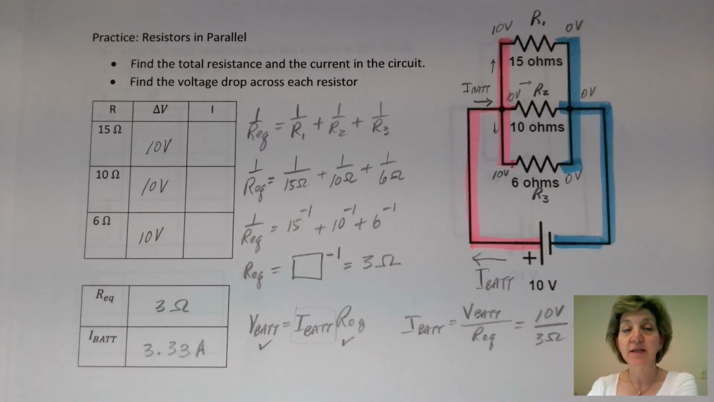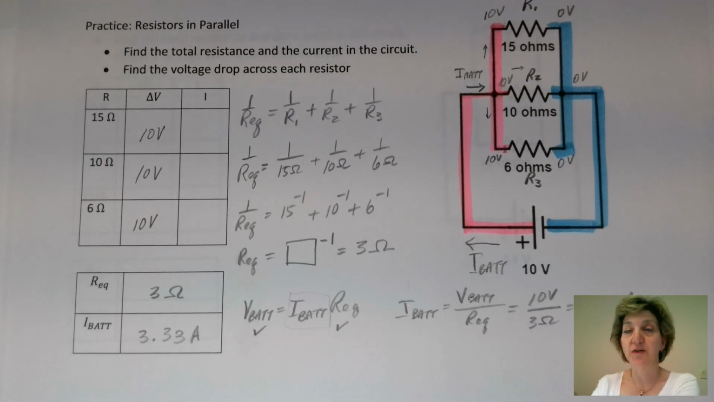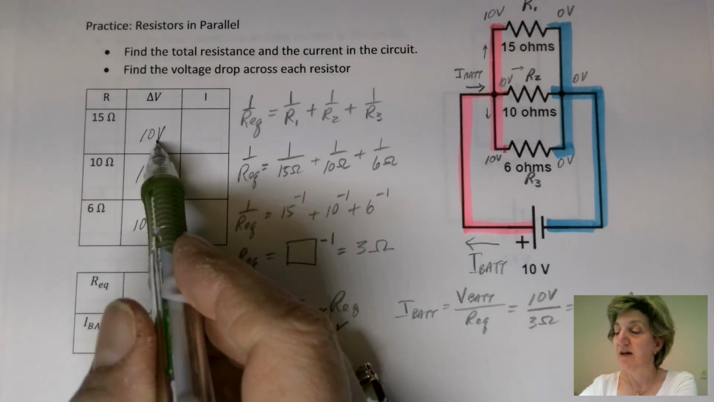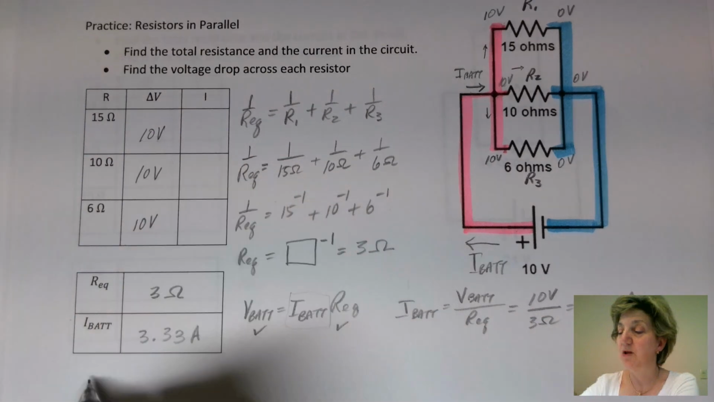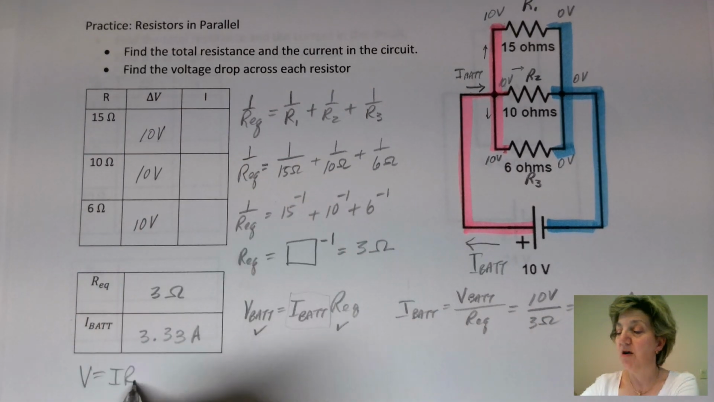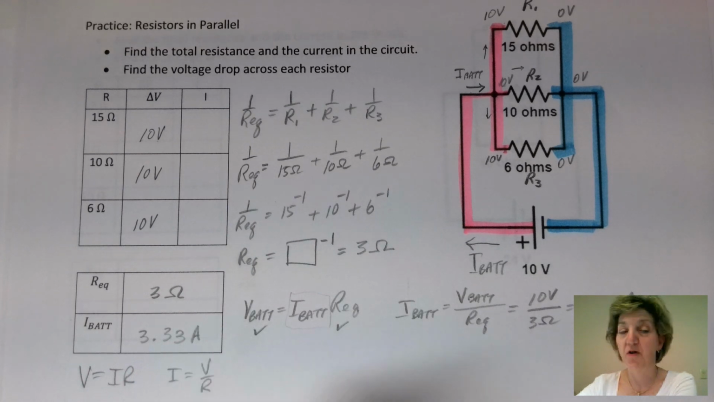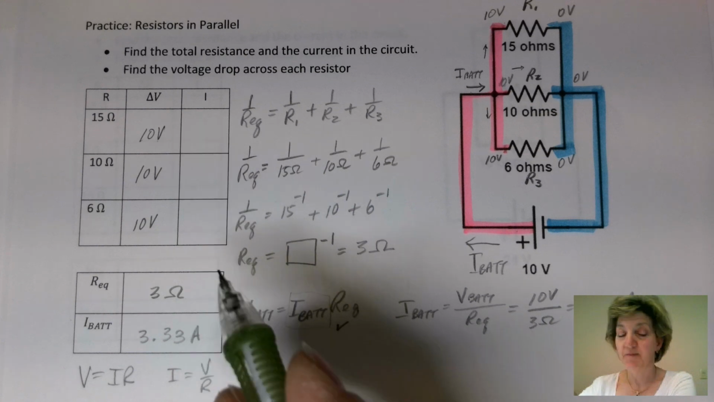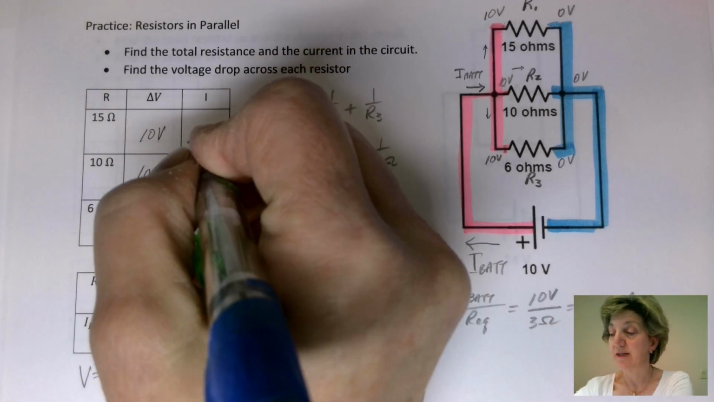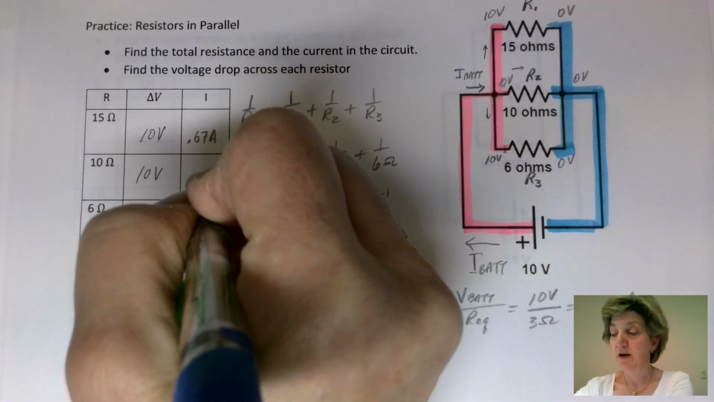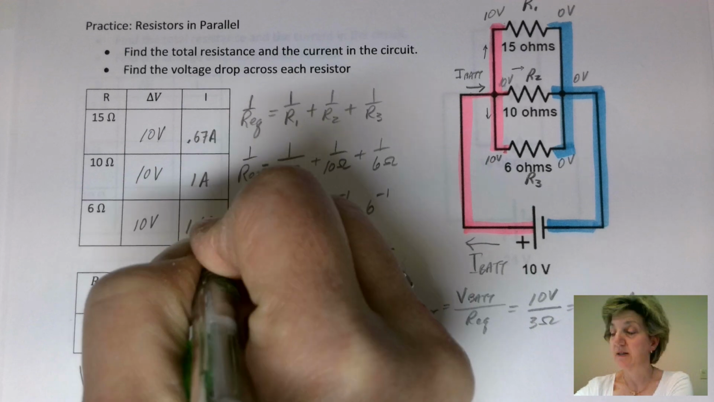Now we can easily figure out the current through each little resistor. That's, again, an application of Ohm's law. V equals IR for each one of those. So if we're trying to get the current, we're going to put V over R for each one of these. And we're going to get 0.67 amperes, 1 ampere, and 1.67 amperes.